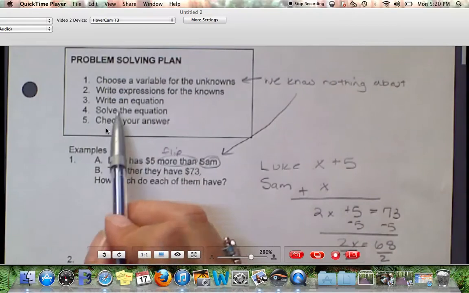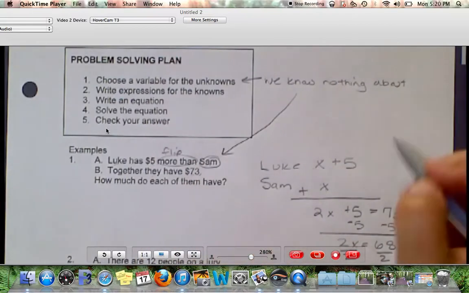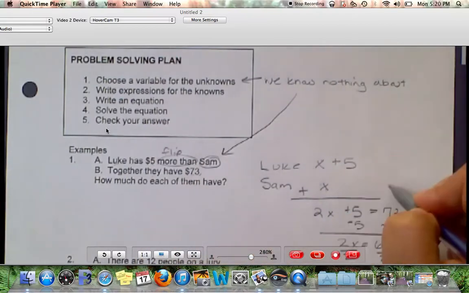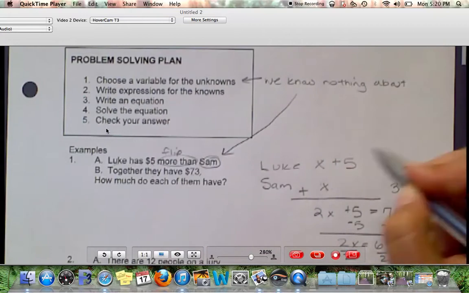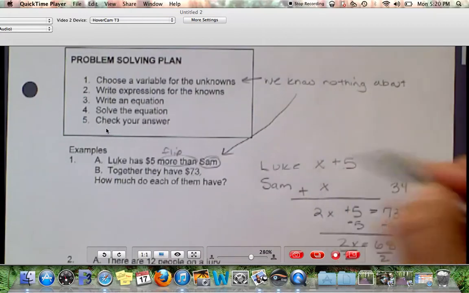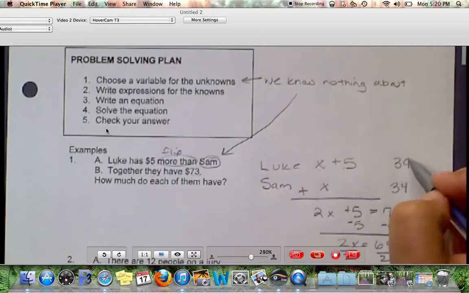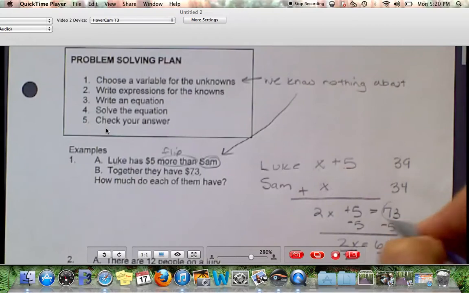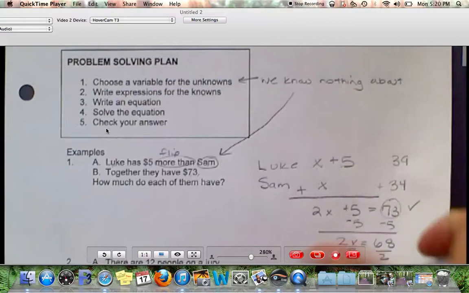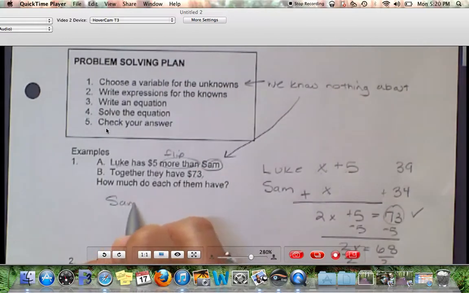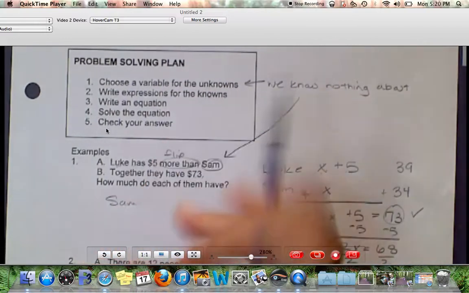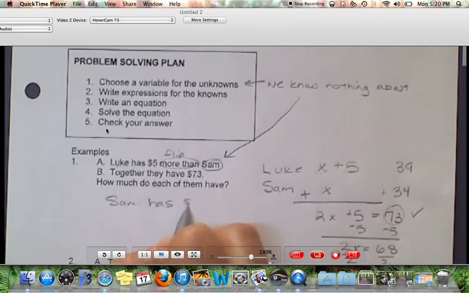Now, once we solve it, we want to check it, make sure it makes sense. So if Sam has x, that means Sam has $34. Luke is 5 more than Sam, so that means he has 39. And we want to add these up and make sure that they add up. So 39 plus 34, does it equal 73? Yes, it does. So you can write a sentence. Sam has $34 and Luke has $39.